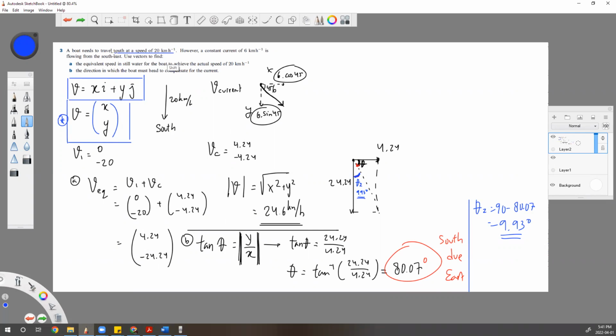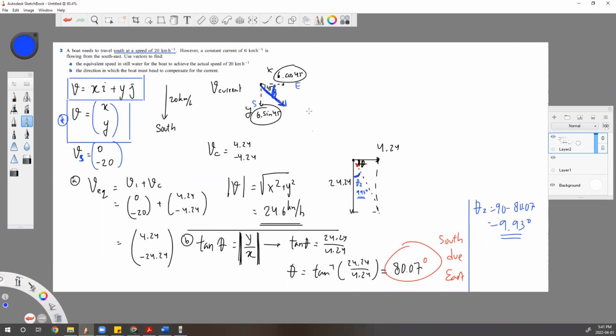And if it is traveling south speed 20, so going down only. So the V of the ship will be 0 for x-axis and negative 20 because it is going down. And then the constant current will be 6 km/h. Look at this. Southeast. This is east. This is south, right? East, south. The angle always 45 degrees. And this will be 6.